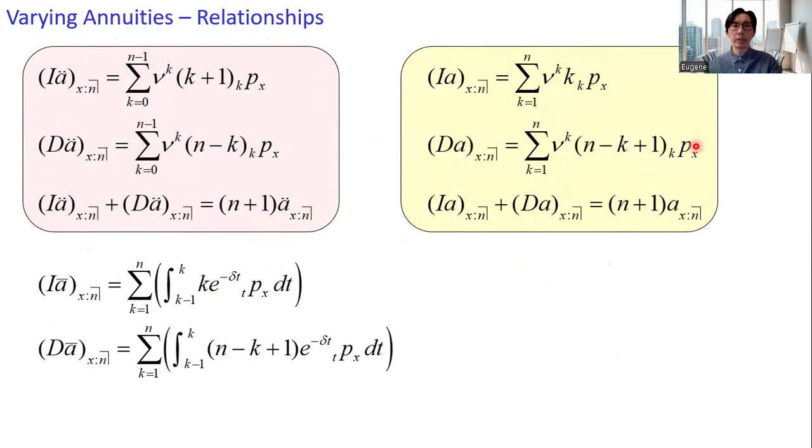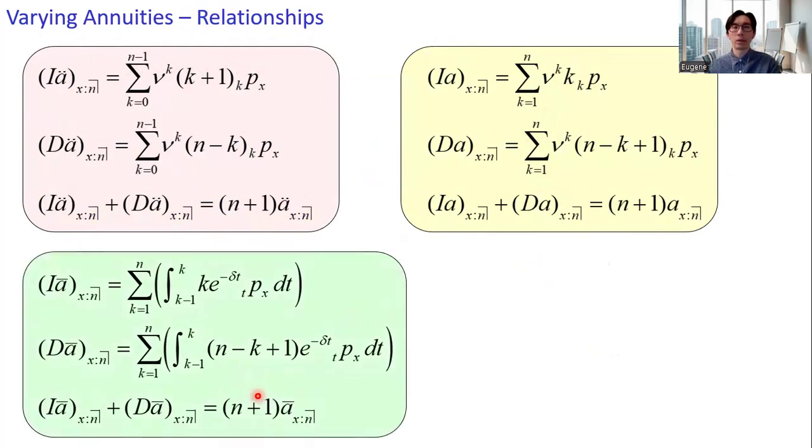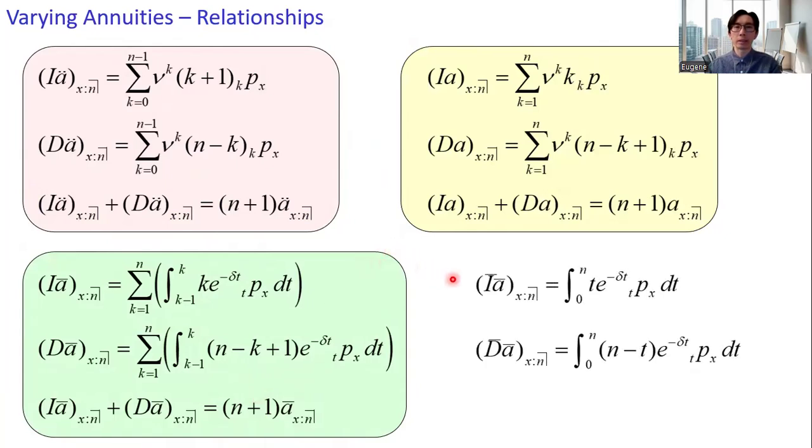All right, and then the relationship. If you add up the annually increasing and annually decreasing continuous annuity, what you get is the n-year continuous annuity with level payment n plus 1. For the continuously increasing and the continuously decreasing annuity, if we add these two expressions together, this corresponds to an n-year temporary continuous annuity with level payment n.